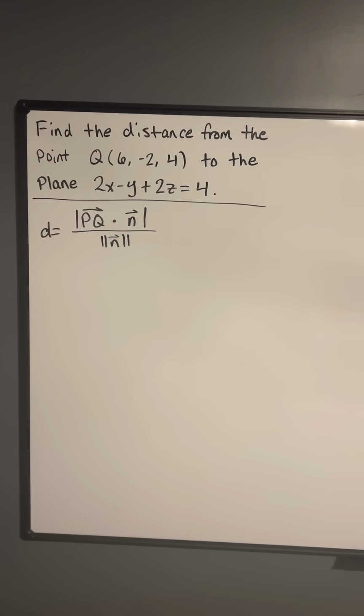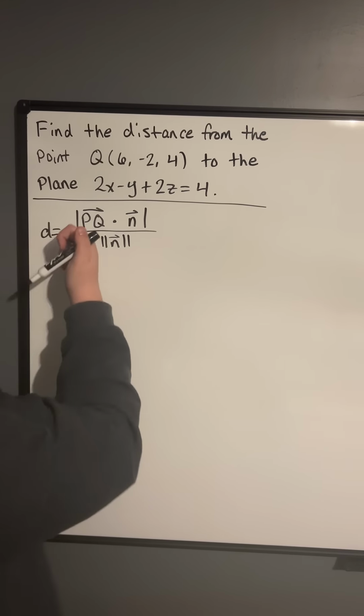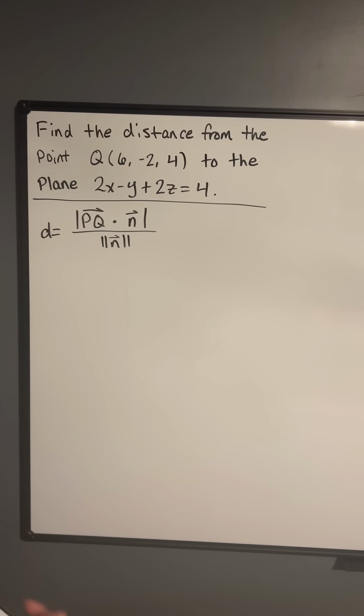All right, let's find the distance from a point to a plane. Anytime we're doing the distance from a point to a plane, we can use this formula. We're going to have a point in the plane P and a point off the plane Q. We're going to dot that with the plane's normal vector and then divide by the magnitude of that normal vector.